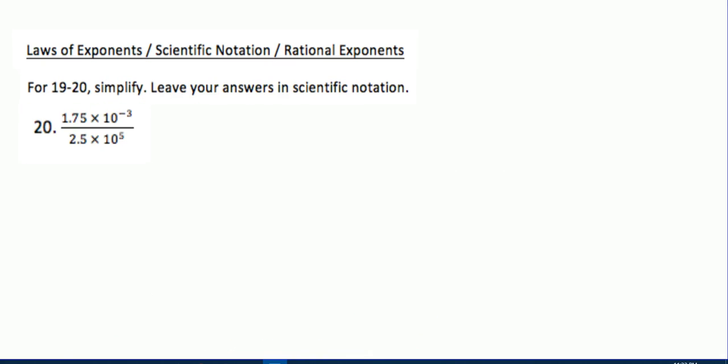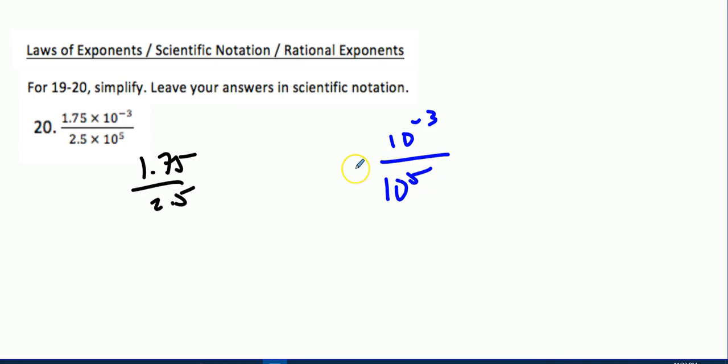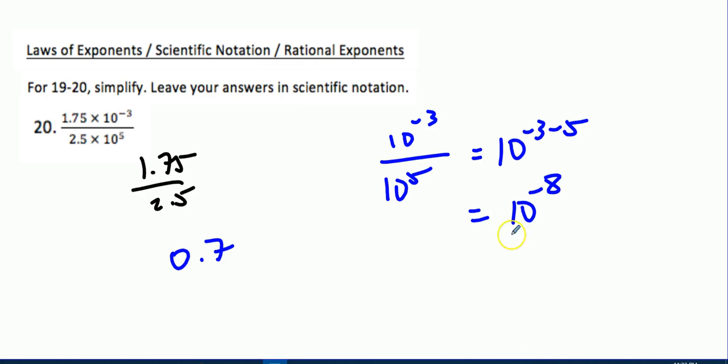Number 20. Same idea here. I'm going to divide 1.75 and 2.5. I'm also going to do, on a separate side, 10 to the negative 3 over 10 to the 5th. Now 1.75 over 2.5, I believe, is going to be 0.7. 10 to the negative 3 over 10 to 5, well, I can subtract those, because when I divide the same bases, I subtract the exponents. Okay, so that's 10 to the negative 8. So I get 0.7 times 10 to the negative 8.